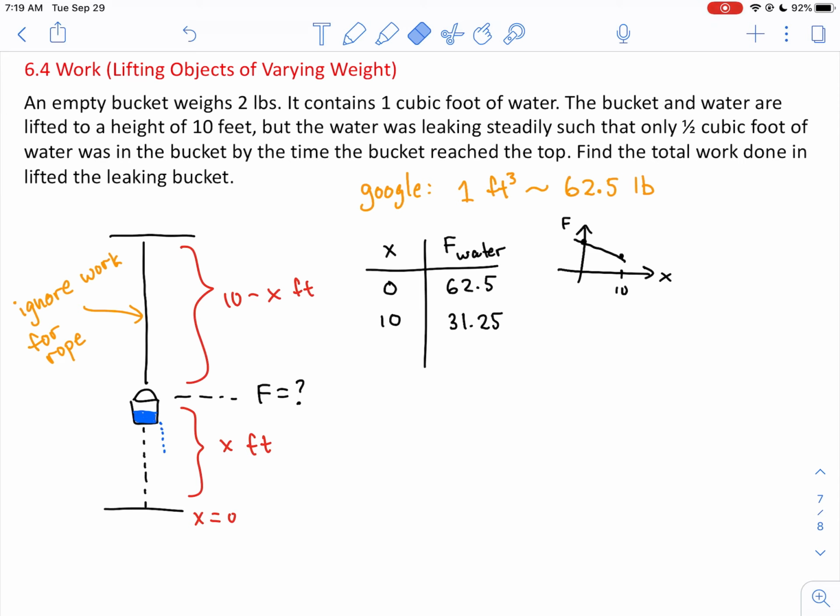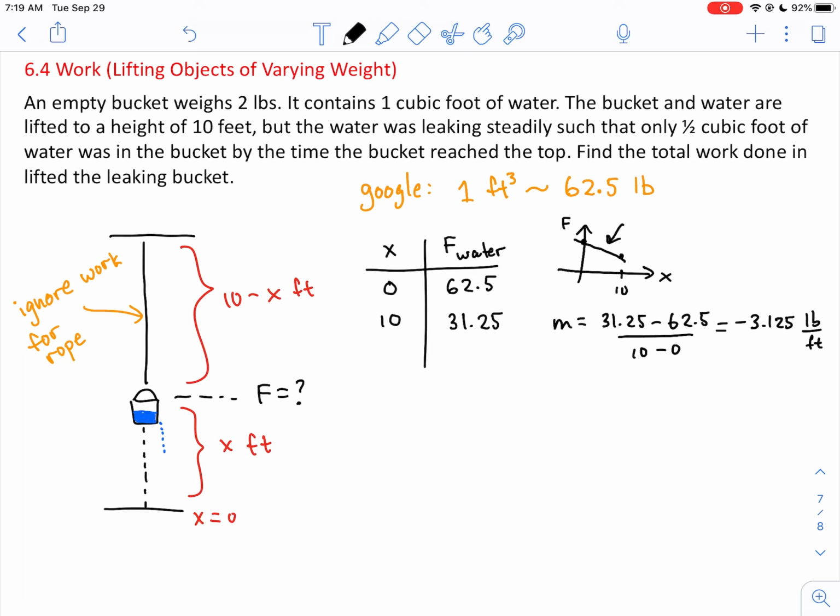Well, if I can find the slope of that line, which I can because I know two points, the slope of this line is going to be change in the F coordinates. So the second F coordinate minus the first one over the change in the X coordinates. And this gives me negative 3.125. And the units were, we had change in force, which is pounds, divided by change in X. Change in X is measured in feet. So this is pounds per foot is the slope.